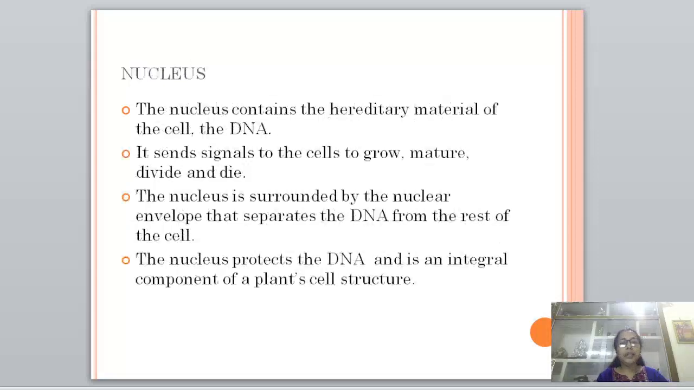The next is the nucleus. The nucleus contains the hereditary material of the cell, the DNA. It sends signals to the cells to grow, mature, divide, and die. The nucleus is surrounded by a nuclear envelope that separates the DNA from the rest of the cell. The nucleus protects the DNA and is an integral component of a plant cell structure.